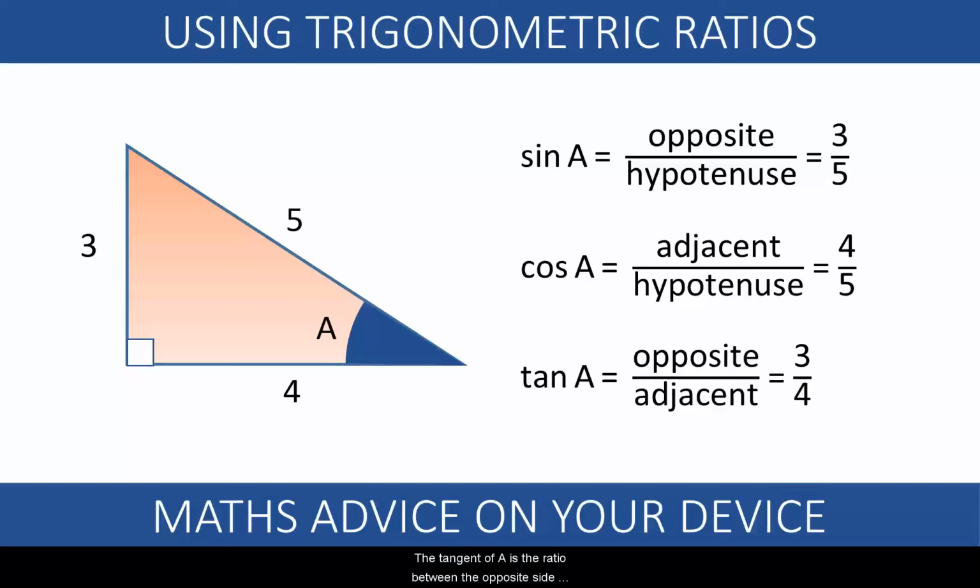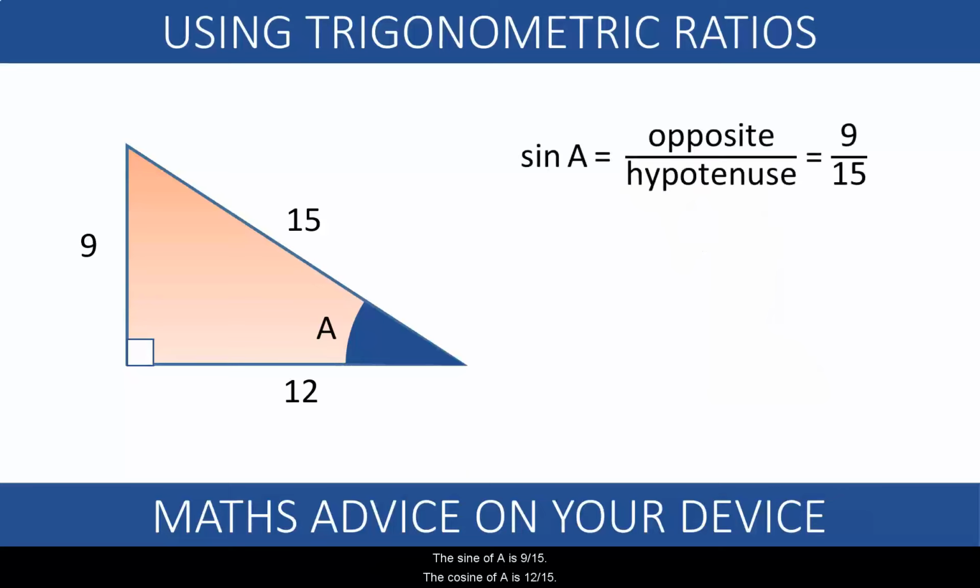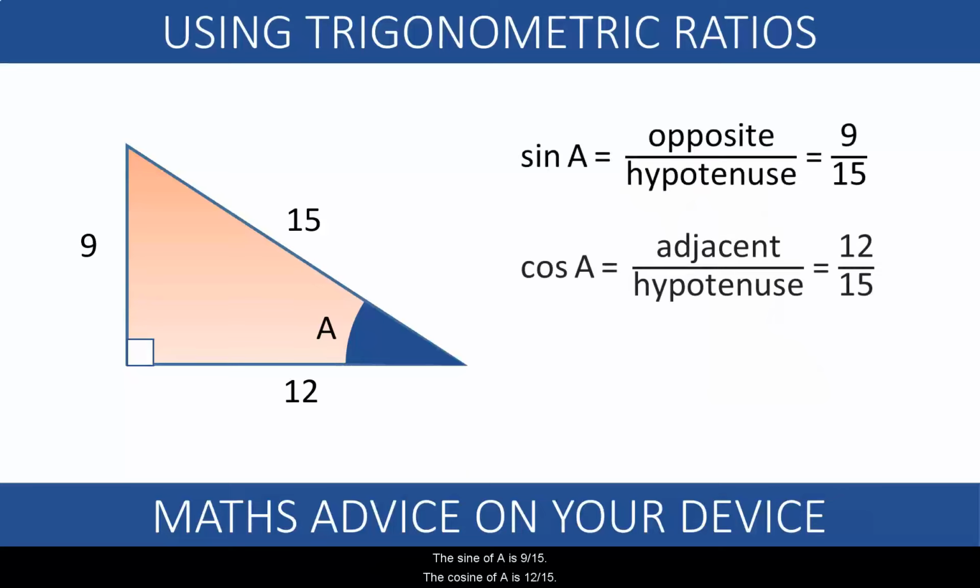Stop the video here and find the three ratios. Right, did you try? The sine of A is 9/15. The cosine of A is 12/15. The tangent of A is 9/12. Wait, the triangle has the same ratios.